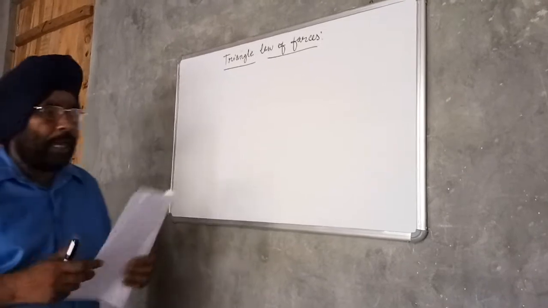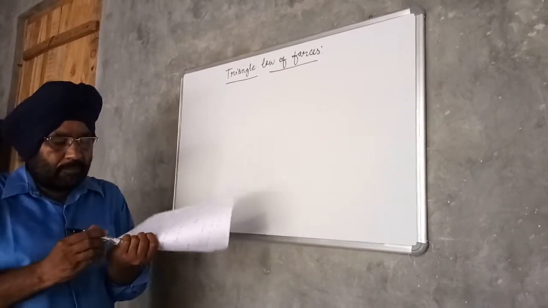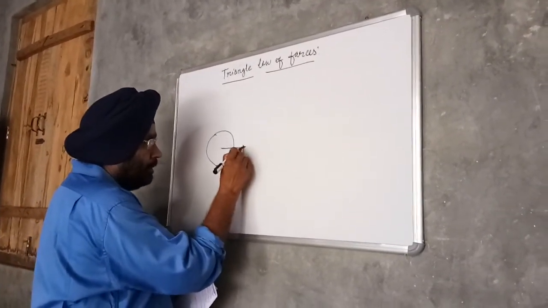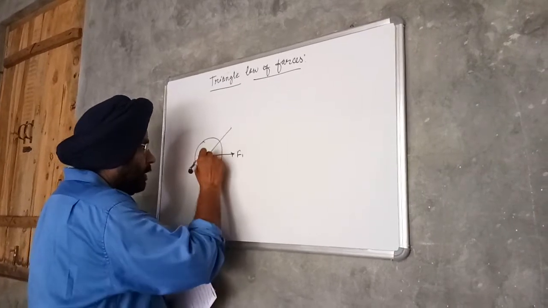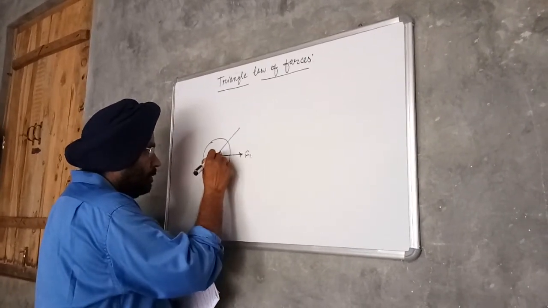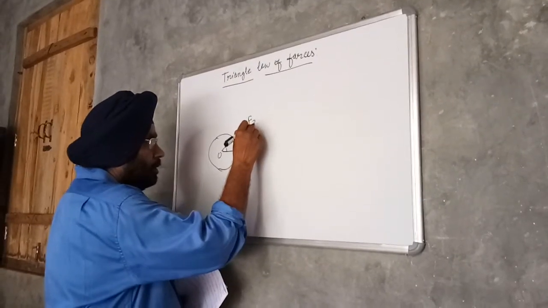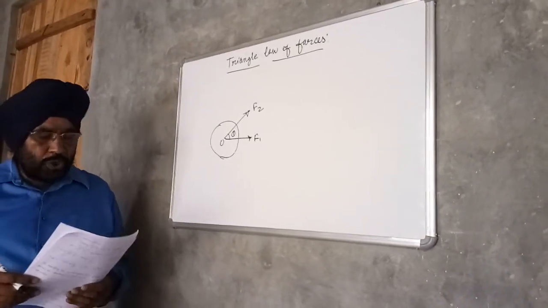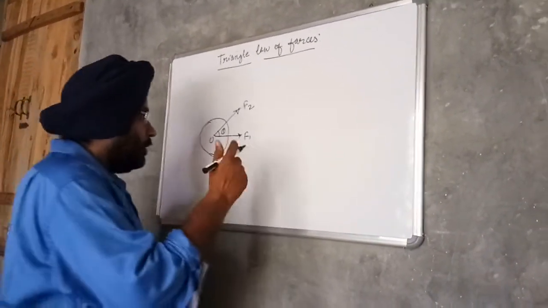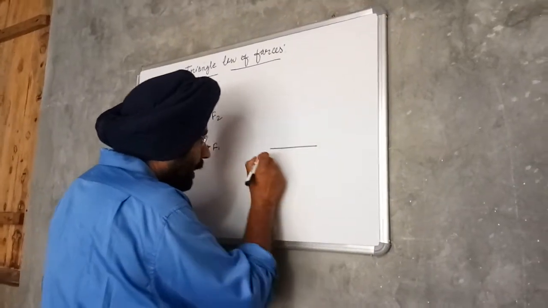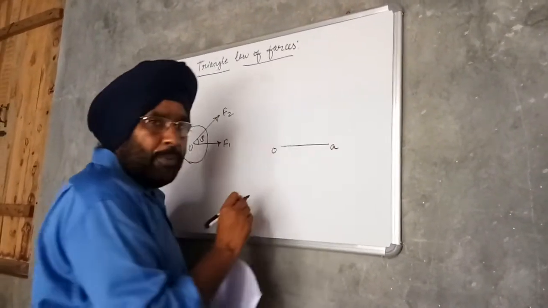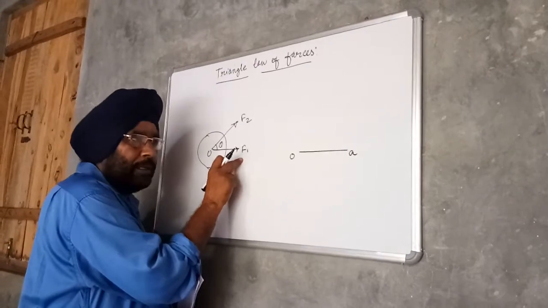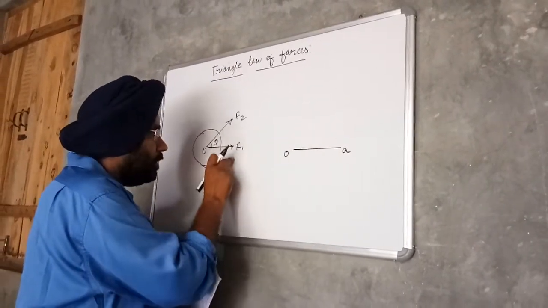Let the two forces be F1 and F2 acting on a rigid body. The angle between the two forces is theta. These two forces are represented as shown. The vector OA represents the force F1. The line OA is drawn as per the magnitude of the force F1, and the direction of the line OA gives the direction of the force F1.